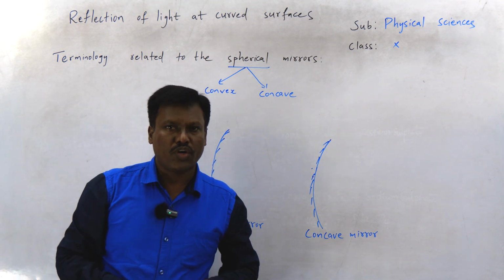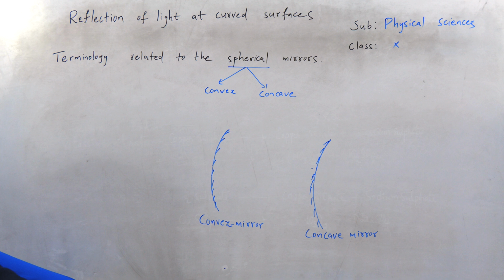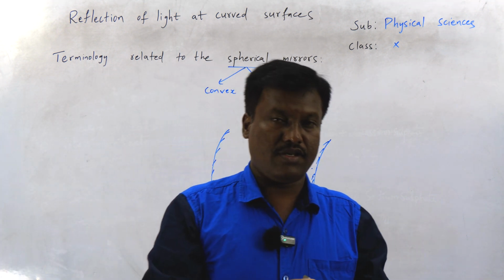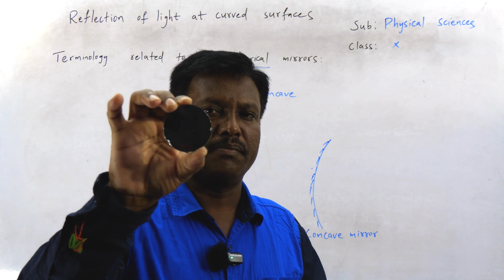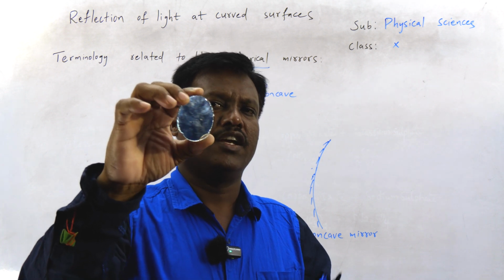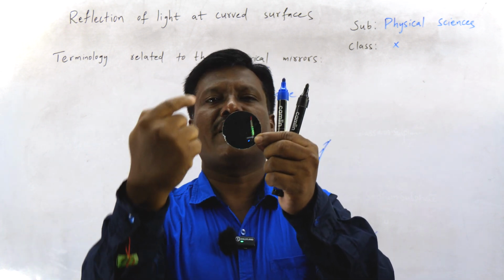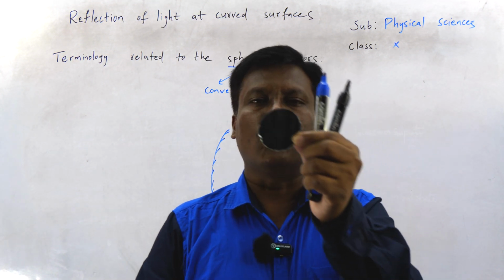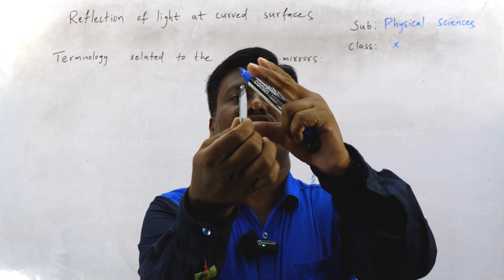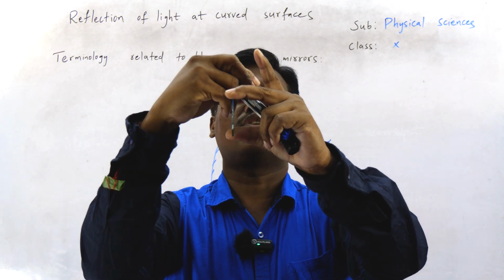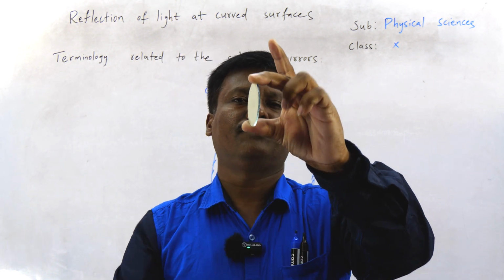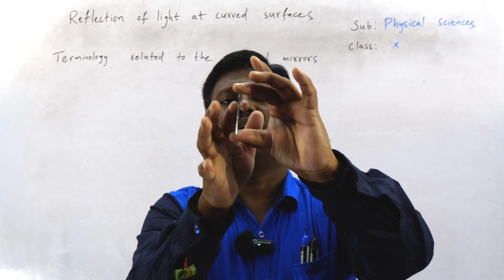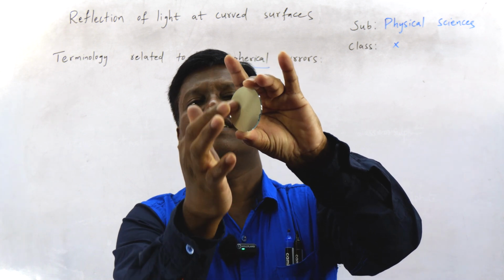Now I will show you concave mirror and convex mirror. See, this is convex mirror. Okay, so this is the front view of the convex mirror. Generally, whenever we draw the ray diagrams on the board, actually we draw this way. This is the side view of the concave mirror. Okay, so this way. You see, this is the part which is silvered.